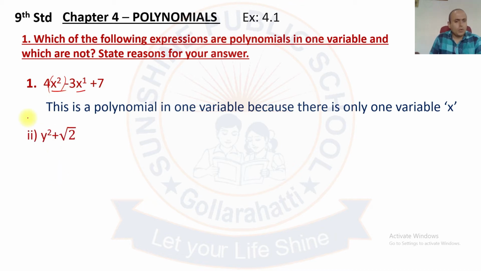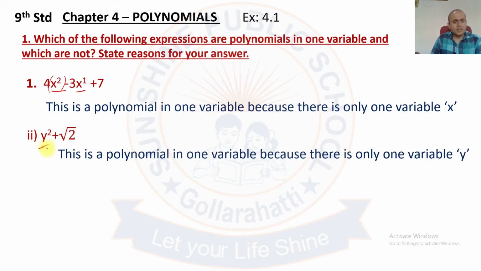Second question, y square plus under root 2. Here, by looking at these terms, we can say we have only one variable, that is y. Therefore, this is a polynomial in one variable because there is only one variable y. For y, we got power 2, and power 2 is a whole number.